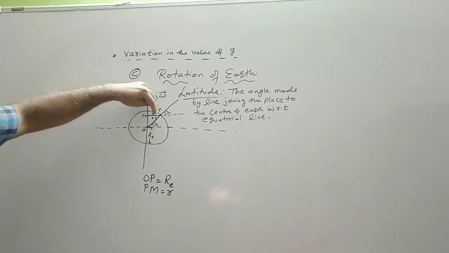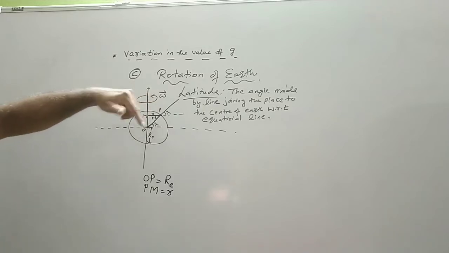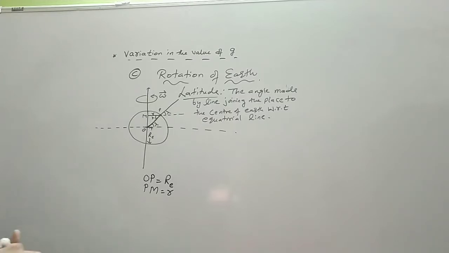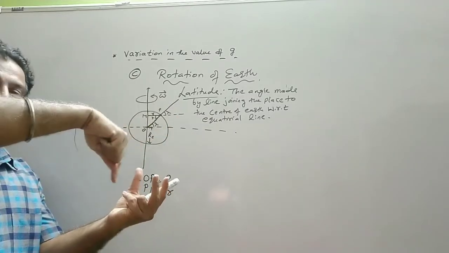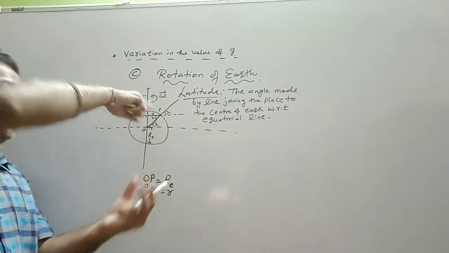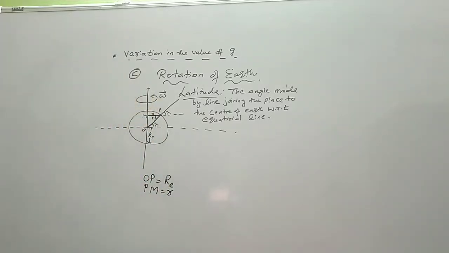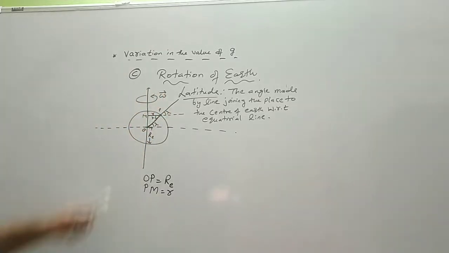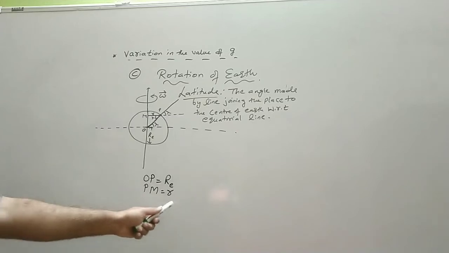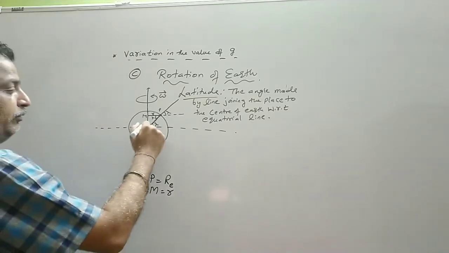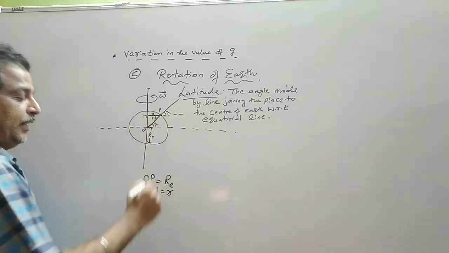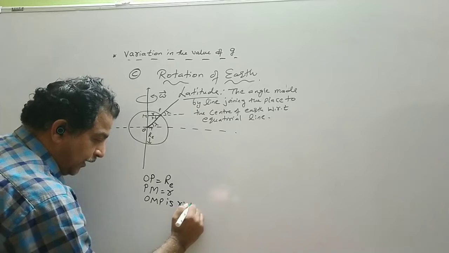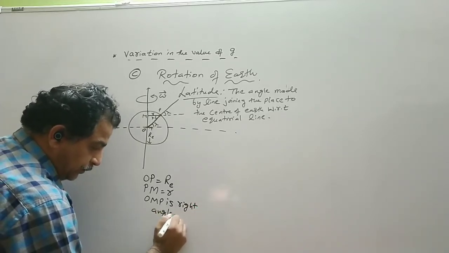That is the radius of that place that is moving around the polar axis. So it performs a circular motion. This place will rotate with the angular velocity omega. So it is the radius of the circular motion of this place around the polar axis. So PM is equal to r. And we have OMP as a right angled triangle.